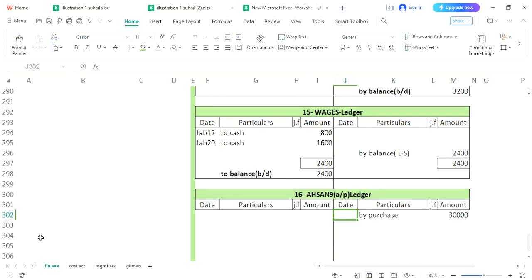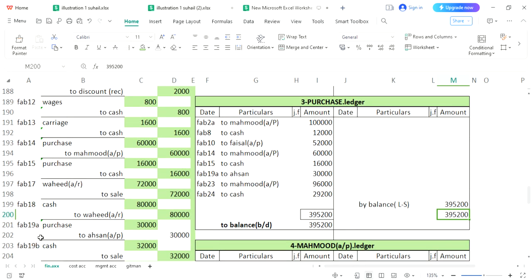Put date February 19. Date is mentioned, reference is given, amount has been posted, 30,000. So it means this 30,000 is completed to be posted. Mark it as it has been done.